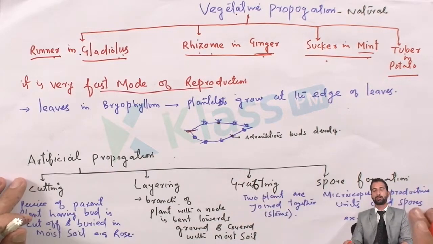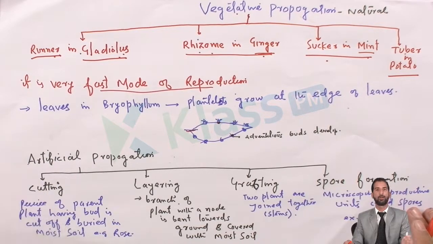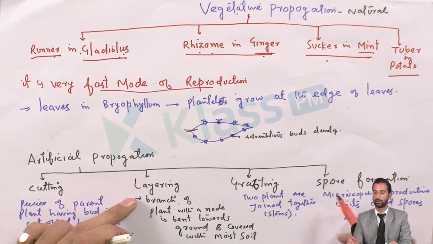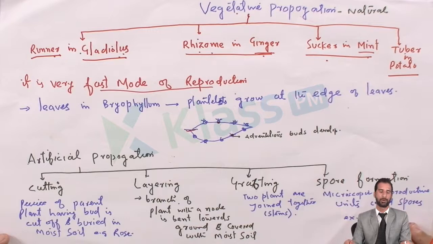Apart from natural vegetative propagation, we have a second case, that is artificial propagation, which includes cutting, which includes layering, which includes grafting, spore formation, etc. So what is cutting? Cutting is when a branch of a tree having a bud is cut and it is buried in moist soil, and this bud will later on develop roots and this may give rise to a complete plant.